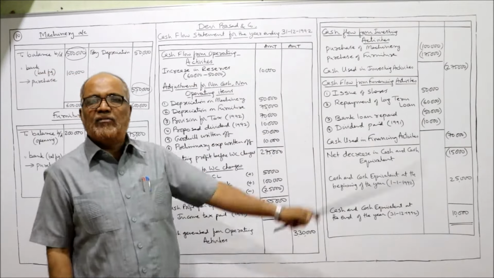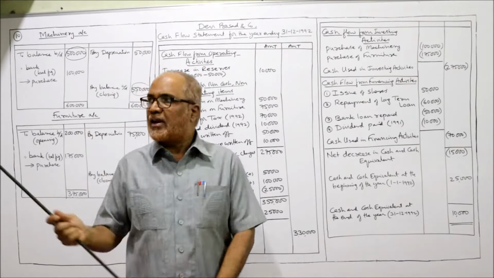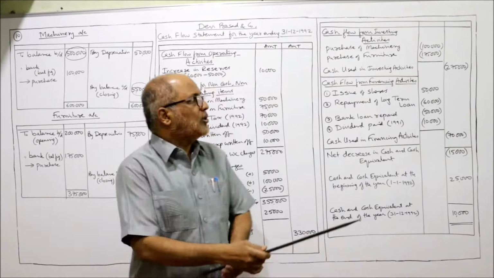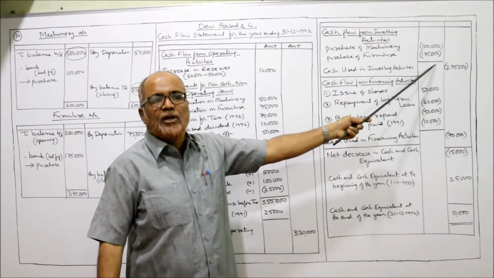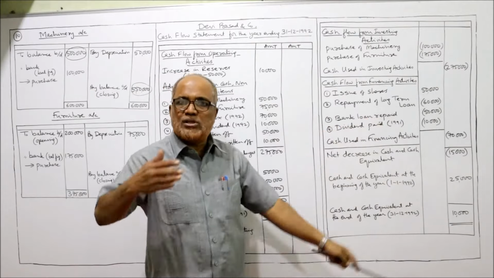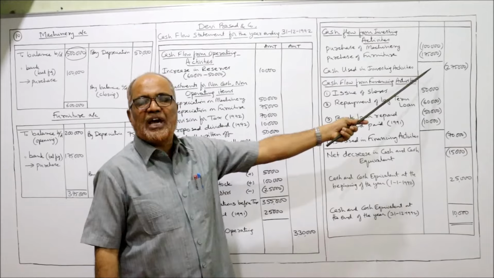Now cash flow from investing activity, only 2 items. Purchase of machinery, purchase of furniture. Just now I have explained you. So this purchase of machinery, purchase of furniture, both are cash outflows. So total 2,75,000 is outflow. So cash used in investing activity.